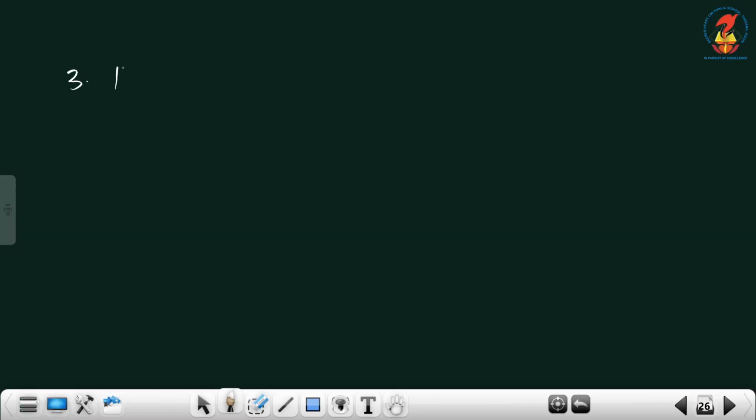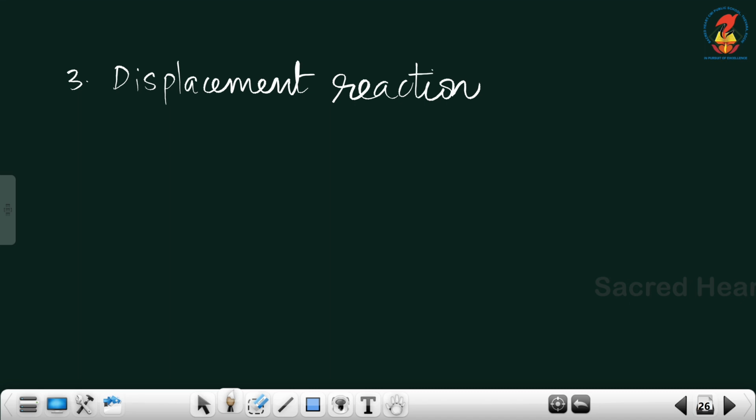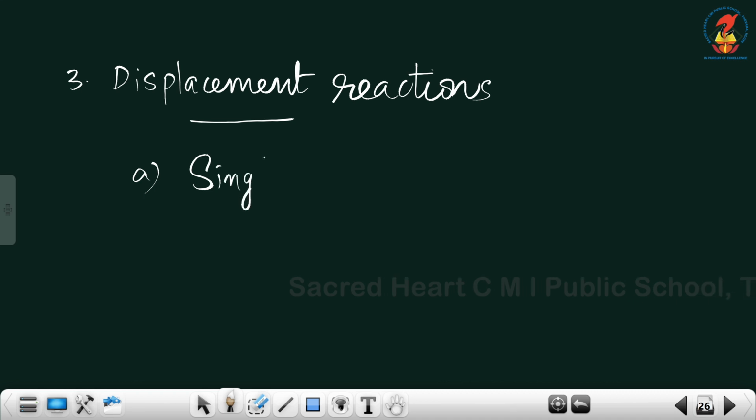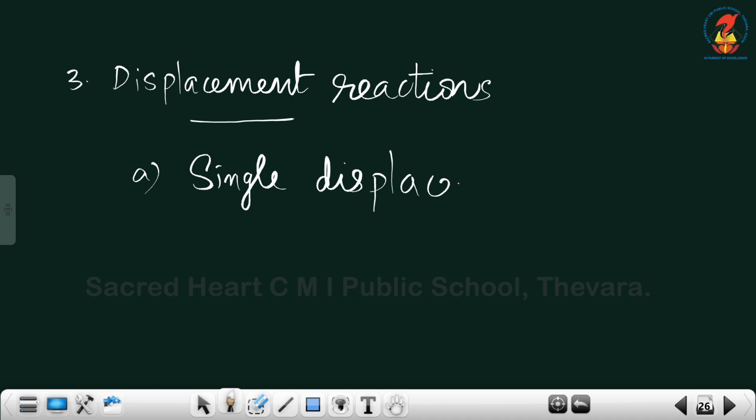Type of reaction 3, displacement reactions. In displacement reactions, there are two types: the single displacement reaction and the double displacement reaction. Single displacement reaction, we can see with one example.